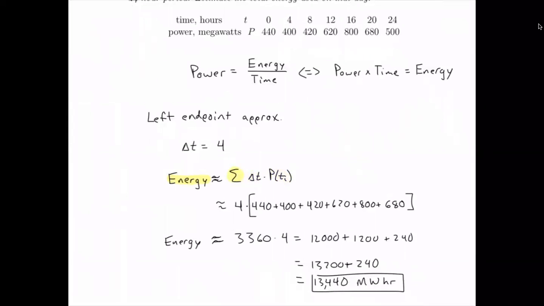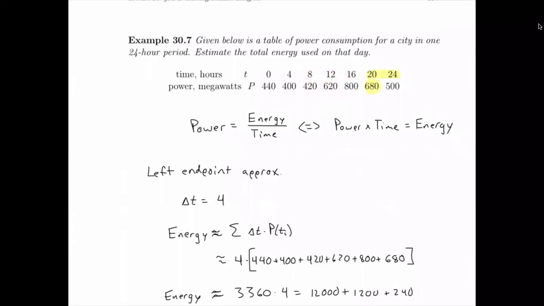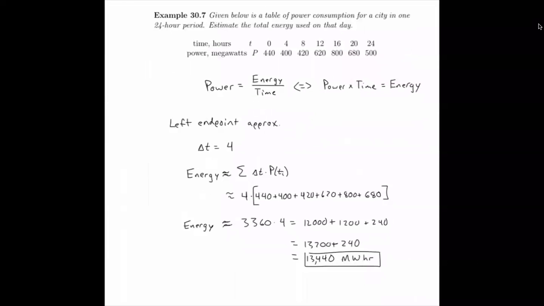We're going to use left endpoint approximation, so we'll take as our 0 to 4 interval the value 440. We'll take as our 4 to 8 interval power usage as 400. 8 to 12 is 420. 12 to 16 is 620. And when we get to the very end, 20 to 24, we use the left endpoint's value of 680. If we did right endpoint evaluation, all of that would be different. We would go 0 to 4, skip that left endpoint, and use our right endpoint, all the way to the end, using 500 in that case for the last interval. Those approximations will be different from each other, but nonetheless, we could use them both as two different approximations.